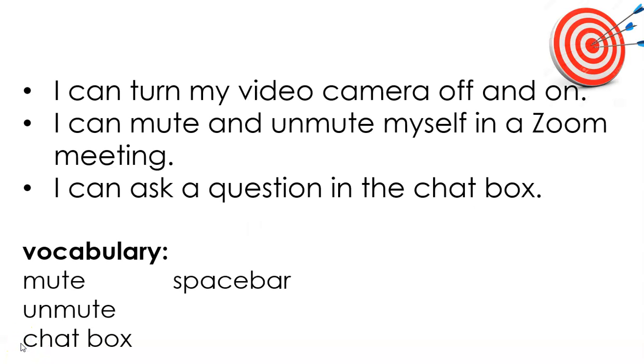Your learning targets are as follows. I can turn my video camera off and on, I can mute and unmute myself in a Zoom meeting, and I can ask a question in the chat box. The vocabulary we're going to focus on in this video: mute, unmute, chat box, space bar.